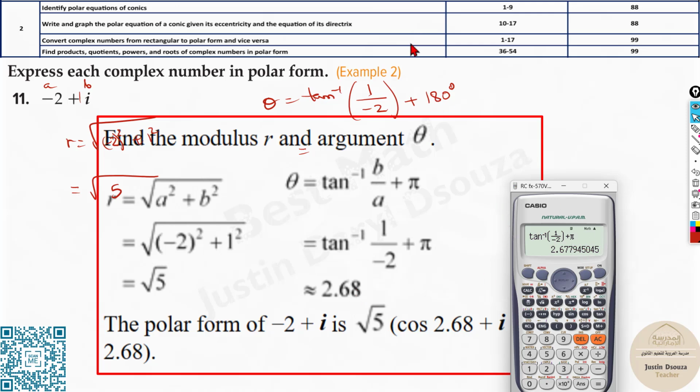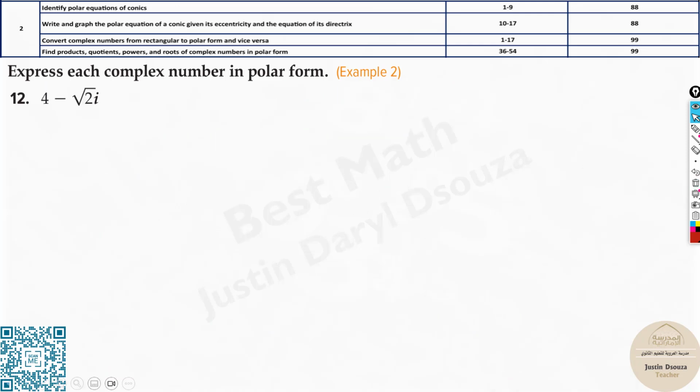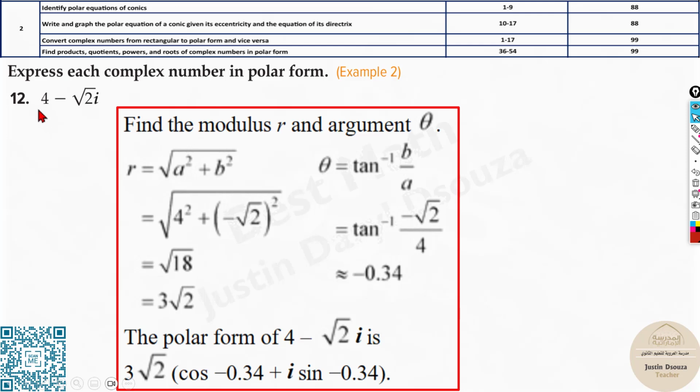Pi and 180 are equal. So therefore we add pi, but since it's in radian mode, we cannot use degrees. We have to write in terms of pi with the mode in radians, so we get the answer in radians. That's how we solve this. Similarly, please do solve the other problems. Just see: this is the a value, this is the b value. If a is positive, you don't add anything, directly you get the answer. All these answers are written in radian mode for theta.